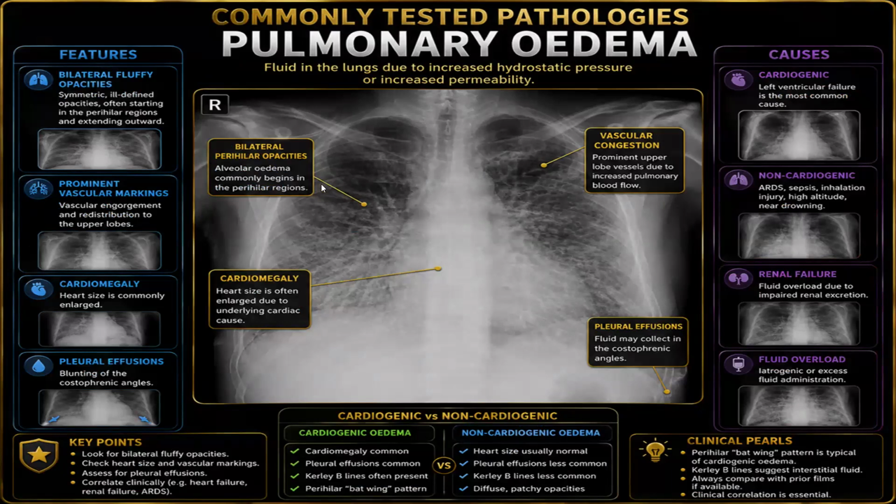This one is probably pulmonary edema. So you can say, I can see bilateral perihilar opacities. It means opacities here, here, here, here, here. So bilateral, easy. Vascular congestion. So pleural effusion because of blunting, you cannot see the edges, not sharp. And the cardiomegaly means the heart size more than 50%.